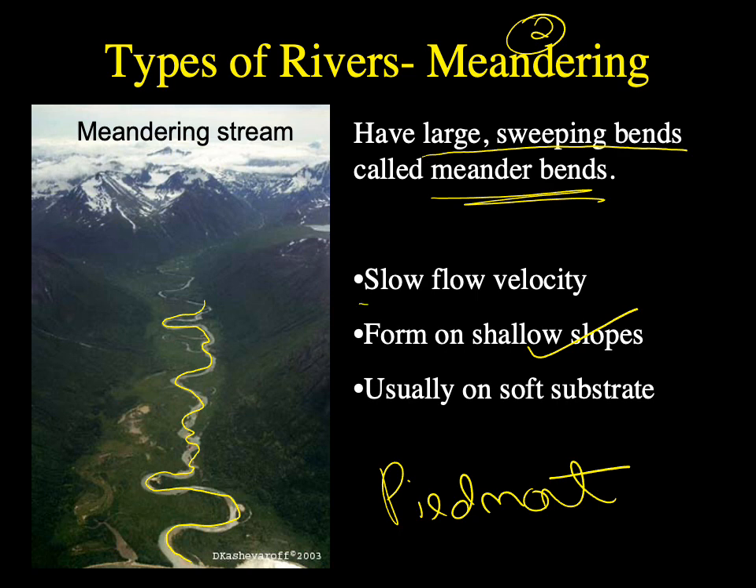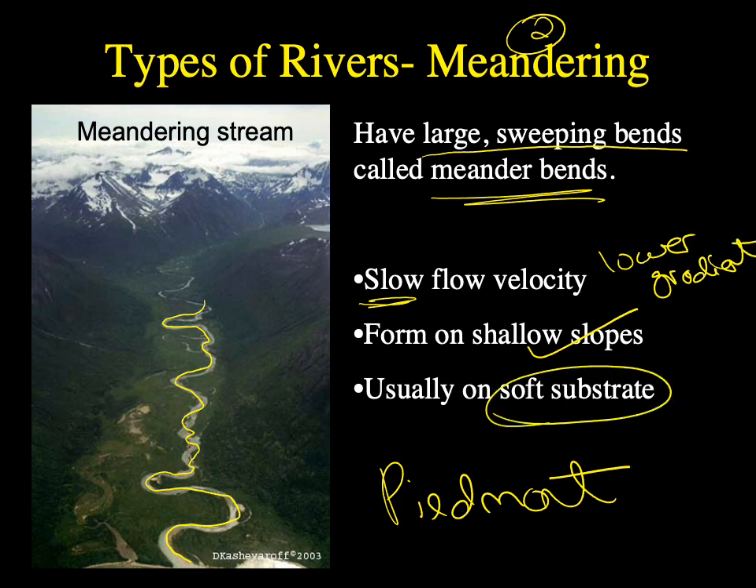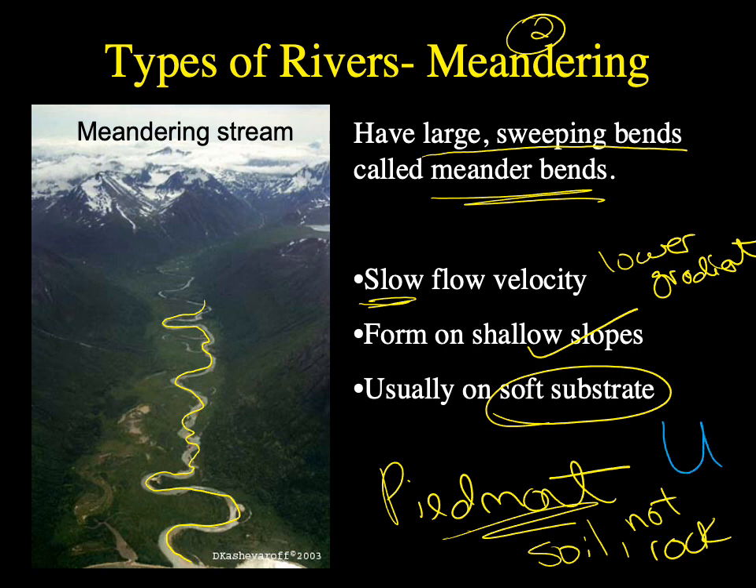The flow velocity is slower than it is for braided streams, and that's because you're on a lower gradient, right? You're on a much shallower slope. And you're usually on a much softer substrate. So like in the Piedmont, you're sitting on soil, not rock. And if you were going to guess, if these were farther from the mountains and on the shallow slopes, you would guess that these probably would have U-shaped channels, rather than V-shaped channels.